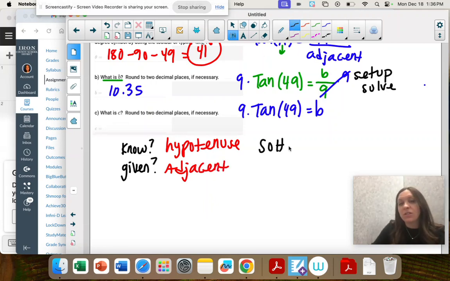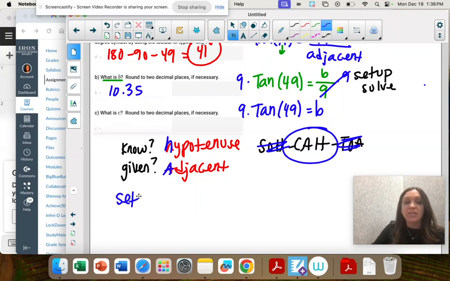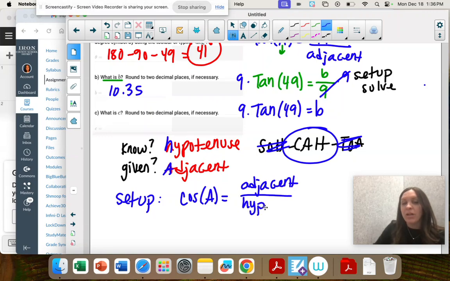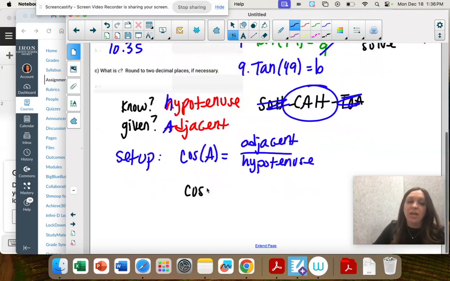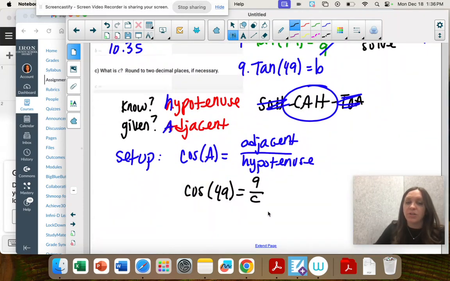So SOHCAHTOA, sine, cosine, tangent, which one has H and A? Cosine. So for my setup, I'm going to start with just the general. Cosine of some angle equals adjacent over hypotenuse. And we're going to plug in everything that we know. So the angle is 49. The adjacent side is what we're given, it's 9. And the hypotenuse is what we're trying to find.